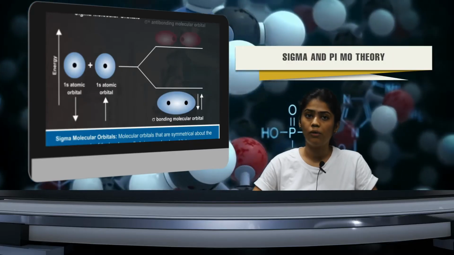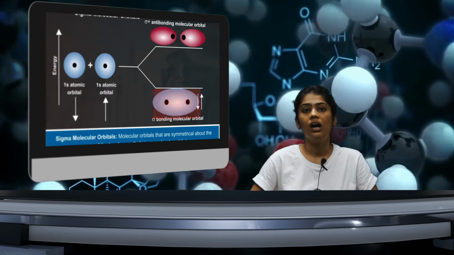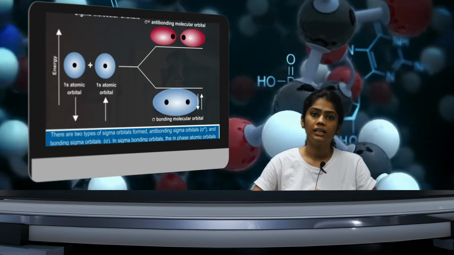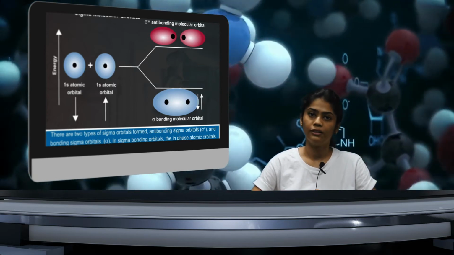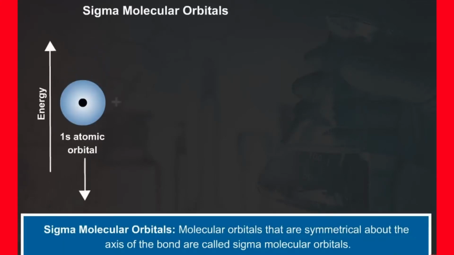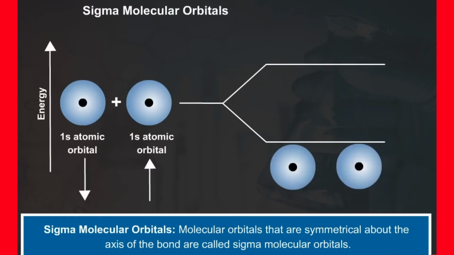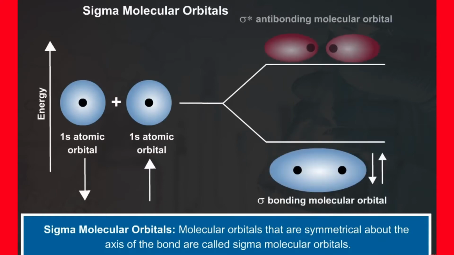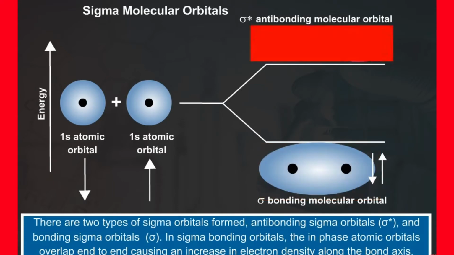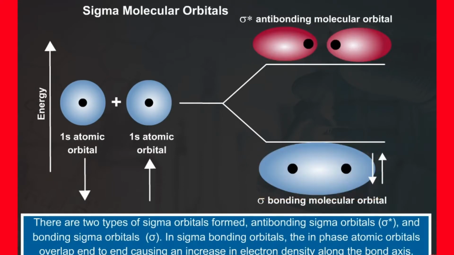Since we have studied molecular orbital theory, now we'll be looking at its further integration, that is sigma and pi molecular orbital theory. Sigma and pi MO theory. Molecular orbitals that are symmetrical about the axis of the bond are called sigma molecular orbitals. There are two types of sigma orbitals formed: anti-bonding sigma orbitals and bonding sigma orbitals.